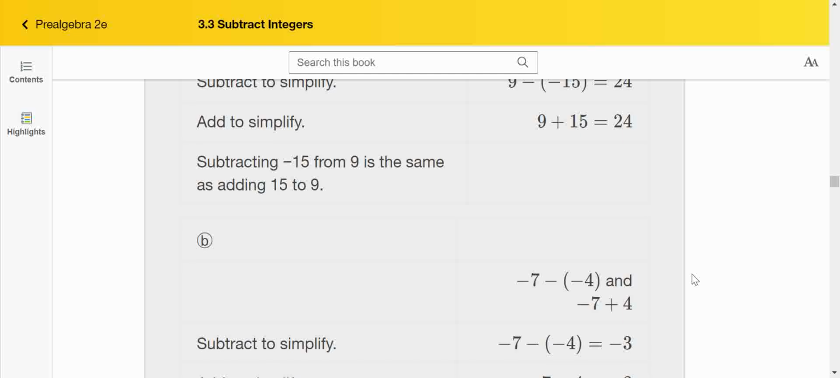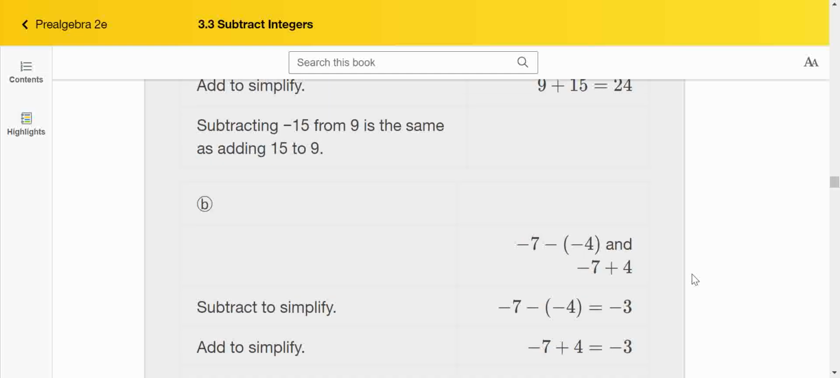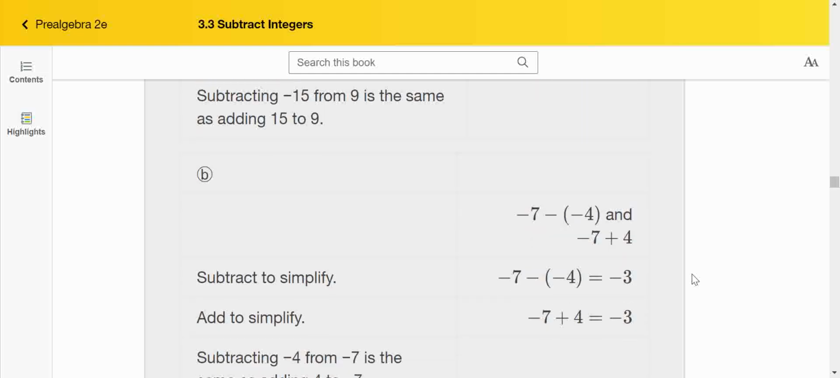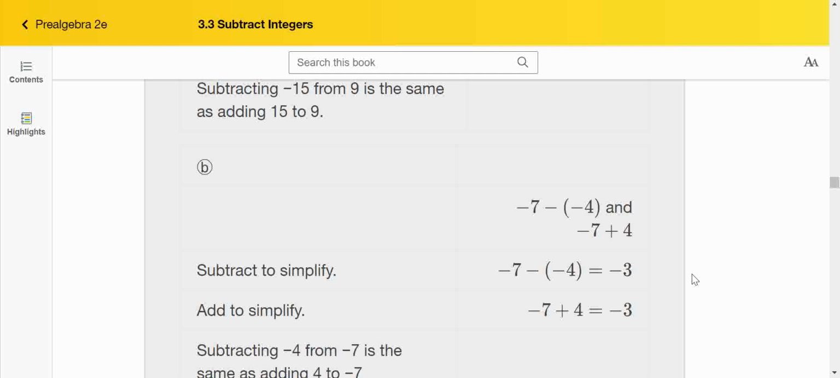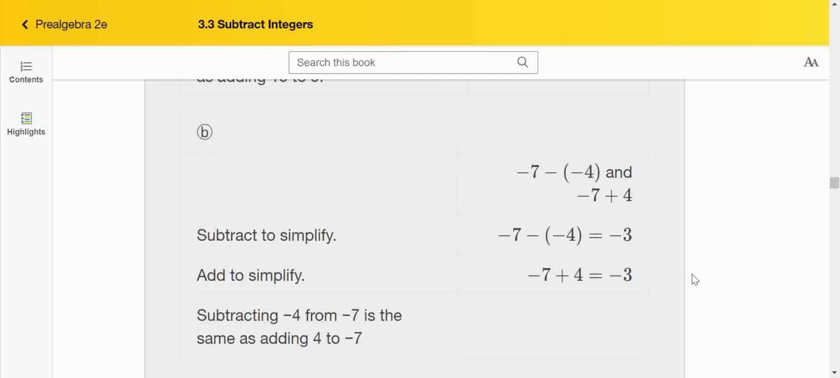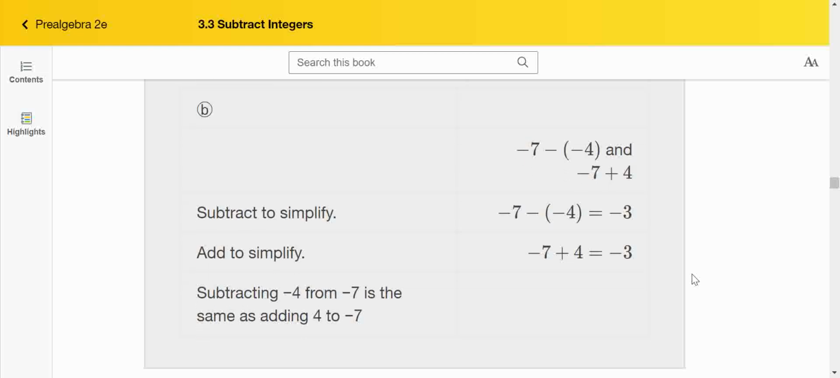And B, minus 7 minus minus 4 and minus 7 plus 4. We subtract to simplify. Minus 7 minus minus 4 is minus 3. Add to simplify. Minus 7 plus 4 is minus 3. So we can see that subtracting minus 4 from minus 7 is the same as adding 4 to minus 7.